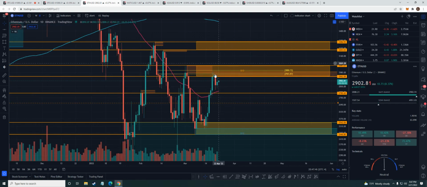So what do I want to see? Some kind of higher time frame close, especially above this 3,047, and then maybe we could push up to the 32 to 33 area. That would be ideal. But first, we still got to get past that 3,000 area.